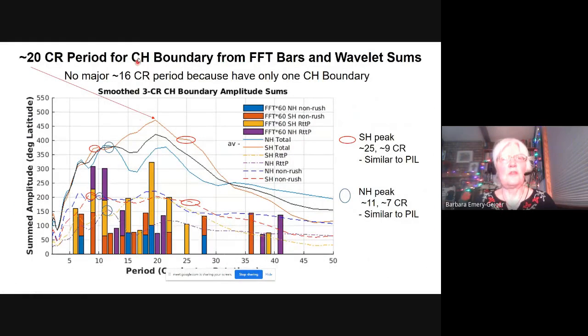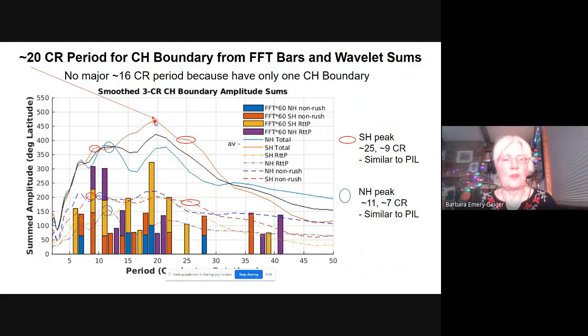Okay, so this is for the coronal hole boundaries, and we want to see if we have the same characteristics. It turns out we don't have a major 16 Carrington rotation period because there's only one coronal hole boundary. But we do have this 20 Carrington rotation as its major peak.